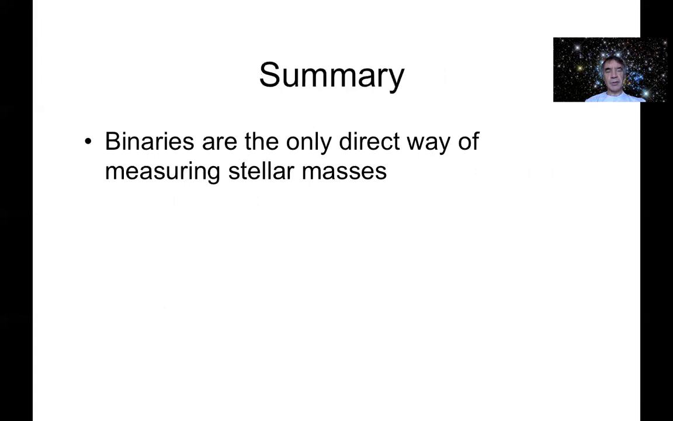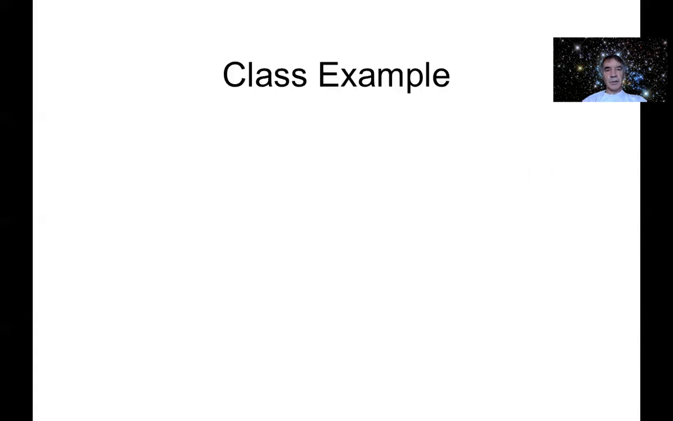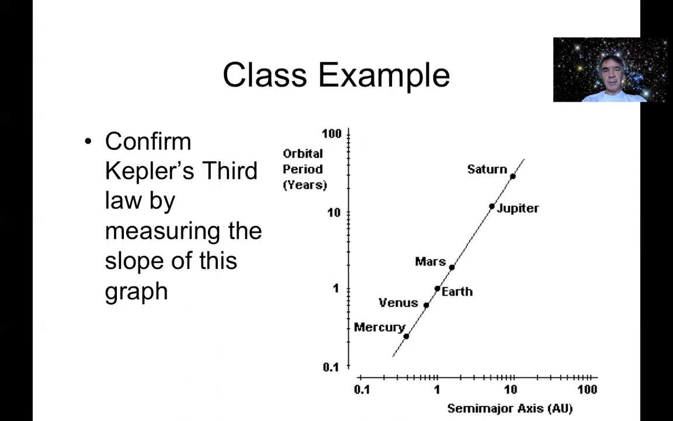Just to summarize this lecture, then: binaries are the only direct way we have of measuring stellar masses, because we're directly probing their gravitational influence through Newton's law of gravity. And Newton's form of Kepler's third law is the starting point for measuring stellar masses. So in the next lecture, we will start from there and see how we can, in practice, use it to measure stellar masses. I just want to leave you with a little pencil and paper exercise.